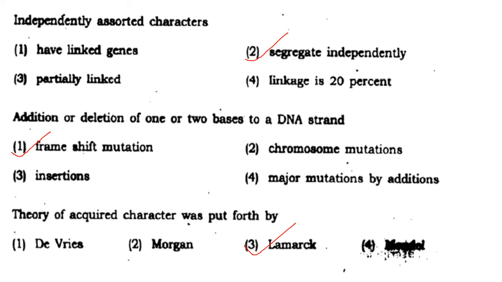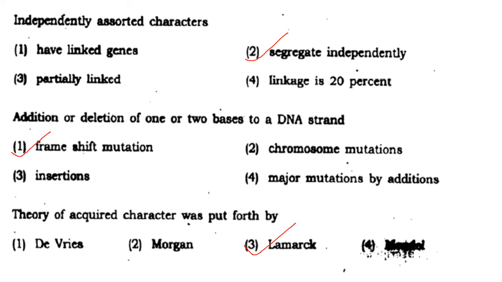Next one. Independently assorted characters. Option 1 have linked genes, 2 segregate independently, 3 partially linked, 4 linkage is 20%. Answer is option 2 segregate independently. Next one. Addition or deletion of one or two bases to a DNA strand. Option 1 frameshift mutation, 2 chromosome mutations, 3 insertions, 4 major mutations by addition. Answer is option 1 frameshift mutation.